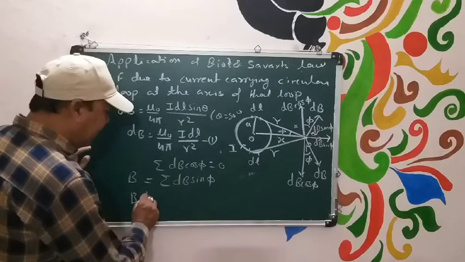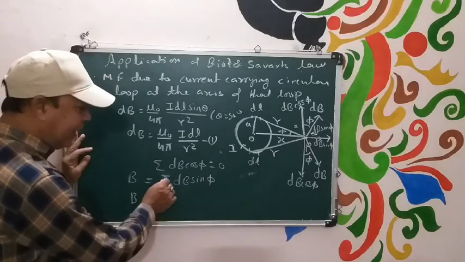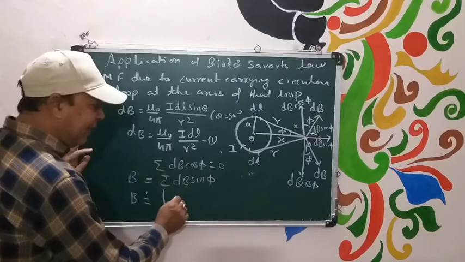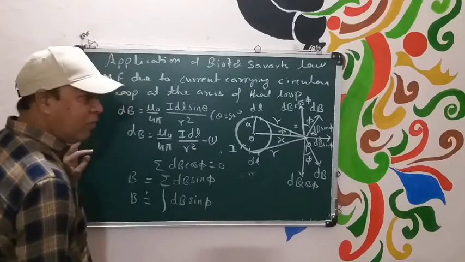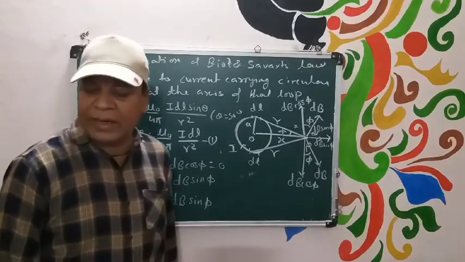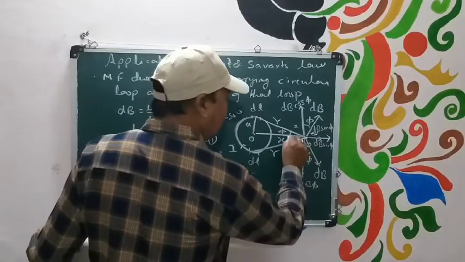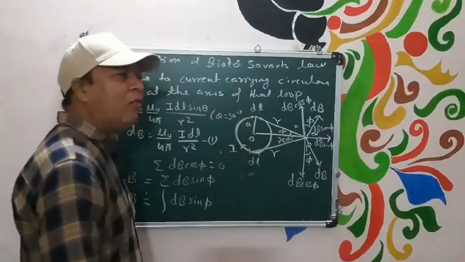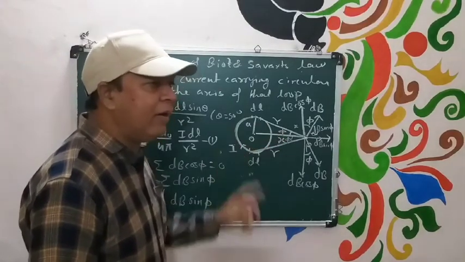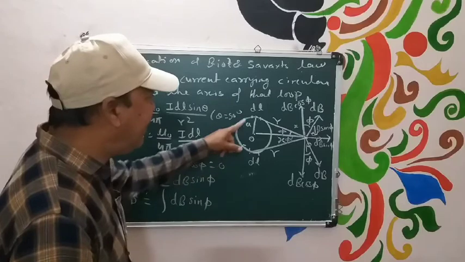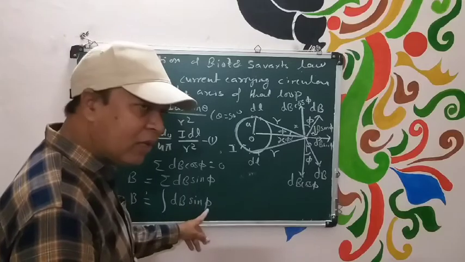So instead of the dB sin summation, we may write, actually this is a continuous function, so we may replace sigma by integration. So we can write the integration of dB sin phi. Now consider sin phi. Consider the angle phi. If this angle is phi, this angle is also equal to phi. What may be the location of dl? दल की आपको कोई भी लोकेशन होगी, you will observe that phi will remain constant. That means sin phi is constant.